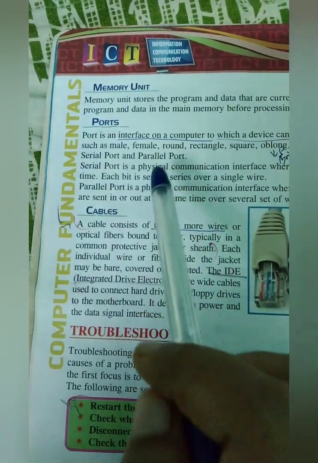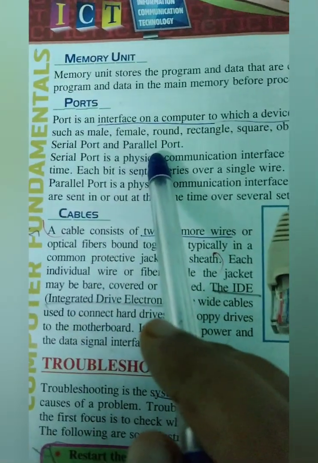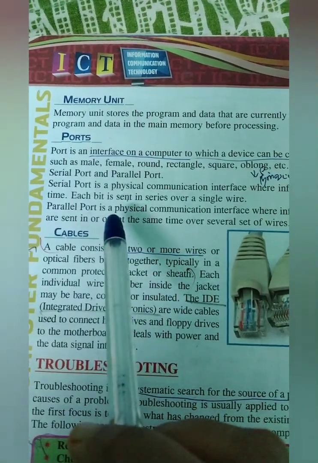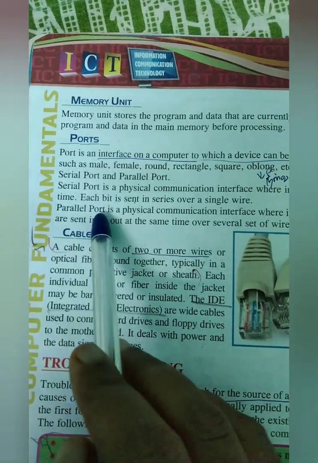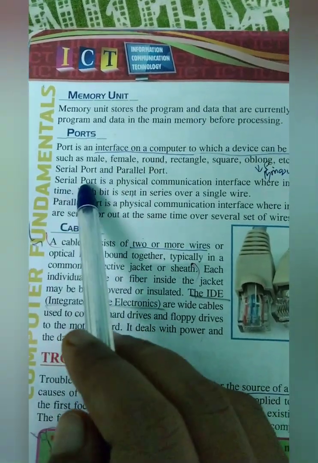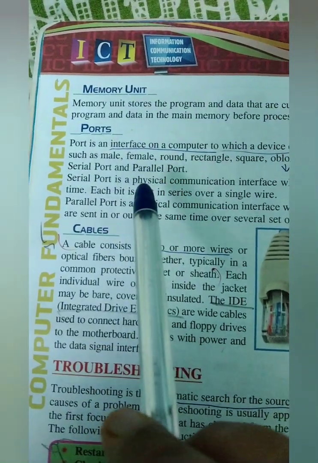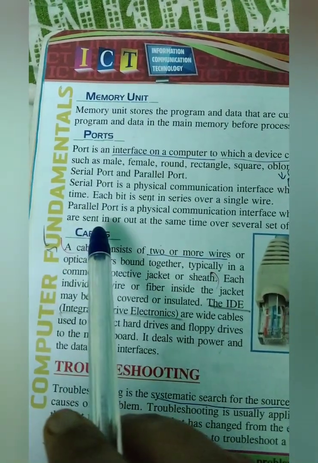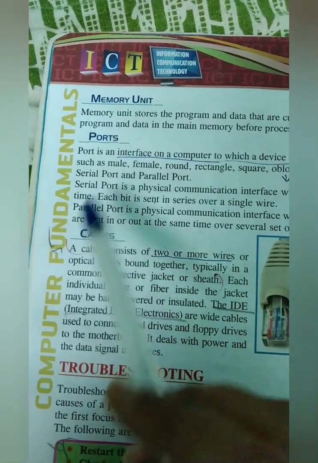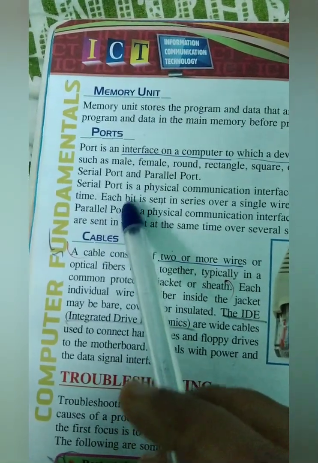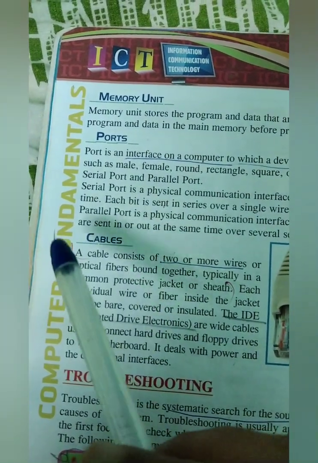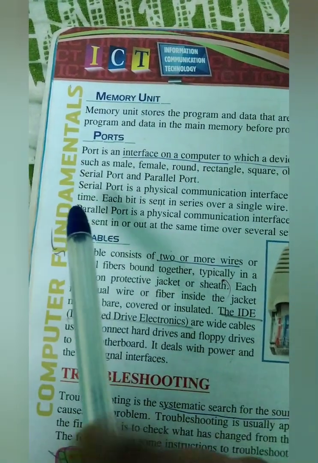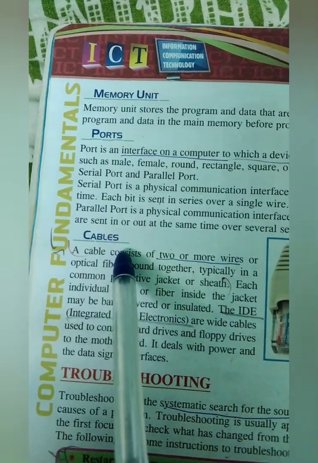Here hardware ports are divided into two groups: serial port and parallel port. What is a serial port? Here the information is transferred in and out one bit at a time, and each bit is sent in series over a single wire. So in serial ports, the data or the information will be transferred in a single bit. And in a parallel port, the information is transferred in parallel, which means multiple bits are sent in and out at the same time over several sets of wires.